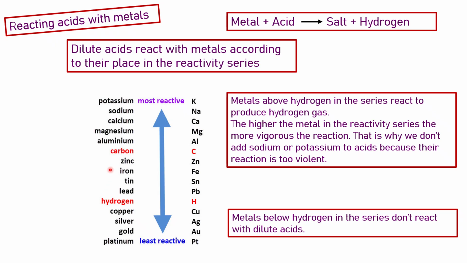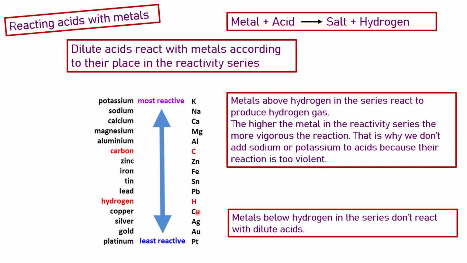The higher the metal in the reactivity series, the more vigorous the reaction. Vigorous means strong or violent, and you will see some kind of explosion and gas, which is hydrogen gas. So potassium and sodium react vigorously, strongly. That's why we don't add sodium or potassium to acids, because their reaction is too violent. It can break the beaker where the reaction takes place.